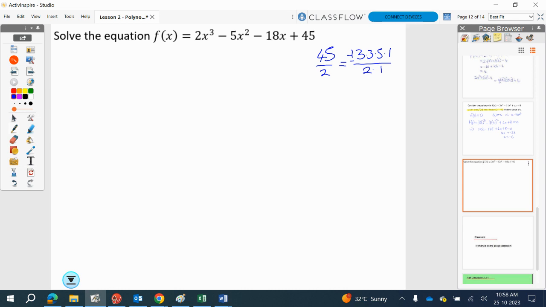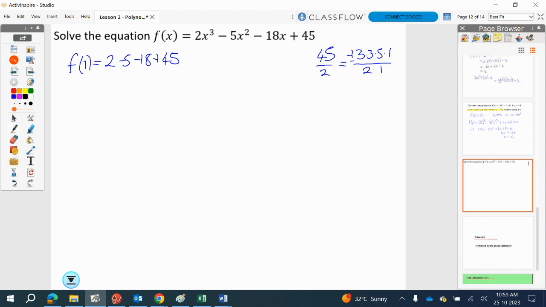Which is the easiest one to try? 1 or 2? 1. Second easiest to try: -1. I'm going to start off with 1 and -1. I only need to find one of them. So let's try f of 1 with this one. f of 1 is going to give me 2 minus 5 minus 18 plus 45.